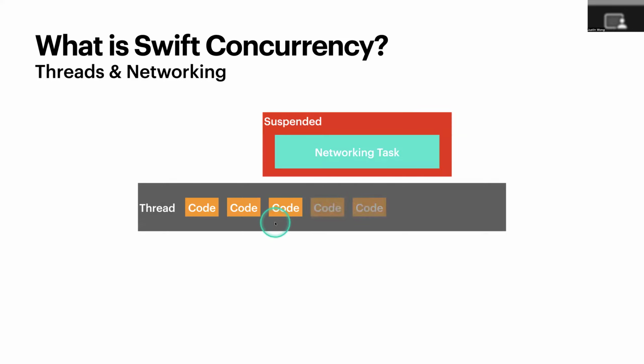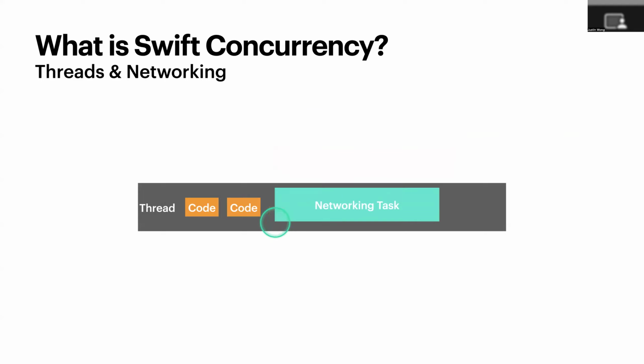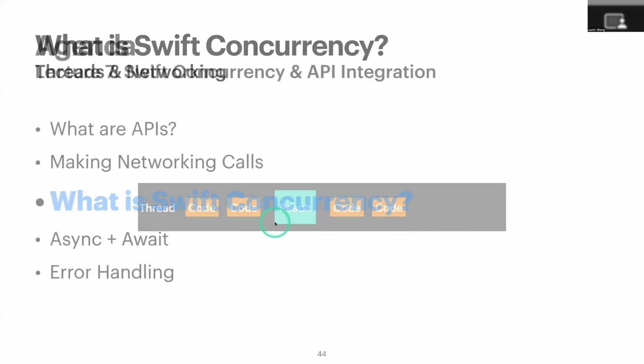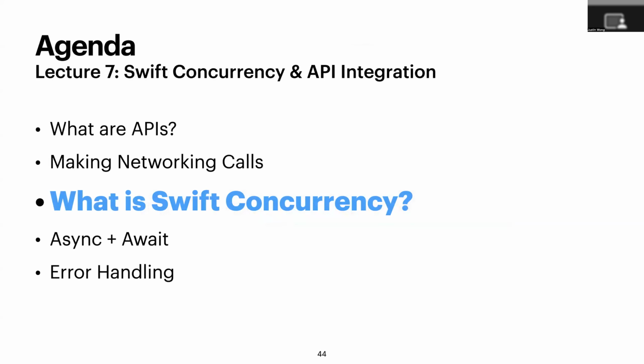So instead, once this networking task is finished or resumed, we could bring it back down to the thread and we get some result back, and we could queue additional tasks to run as well. So basically, suspending the networking task and then resuming it unblocks the thread and allows us to free it up to perform other tasks that the system deems necessary.